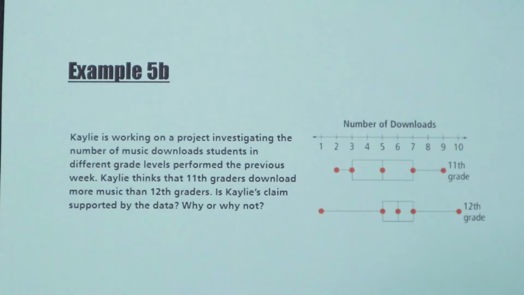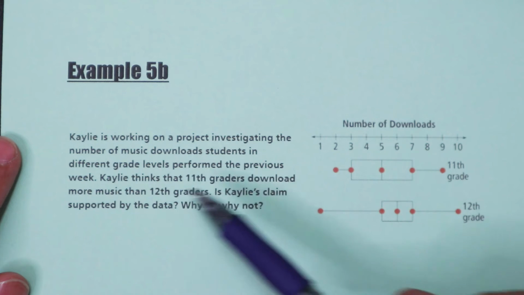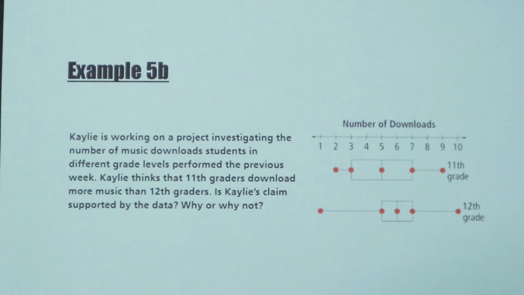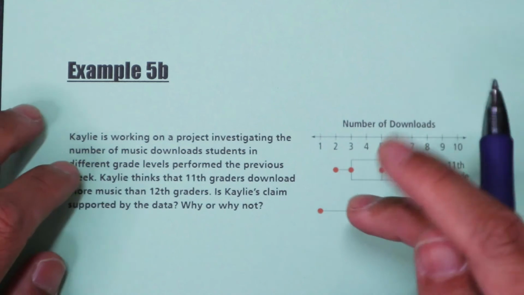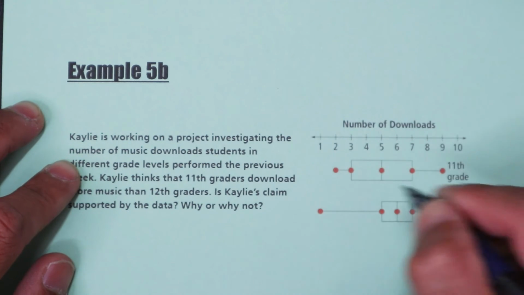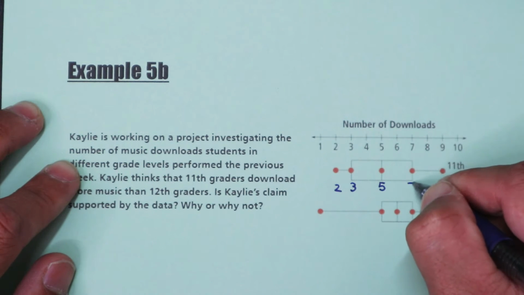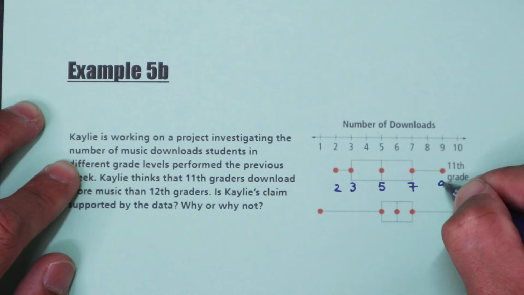In example 5B, let's take a look at two different grade levels again. This time it's 11th grade and 12th grade. Same prompt. Kaylee thinks that 11th graders download more music than 12th graders. Is she correct? Why or why not? Same thing. Let's write out the 5 numbers displayed in the box plot. The minimum for 11th grade is 2. The first quartile is 3. Median is 5. Third quartile is 7. And the maximum is 9.